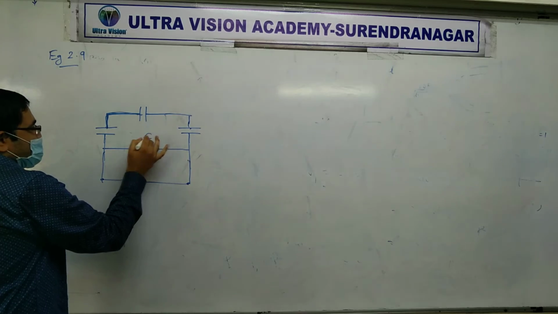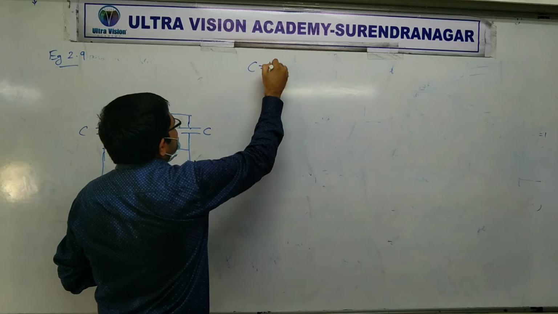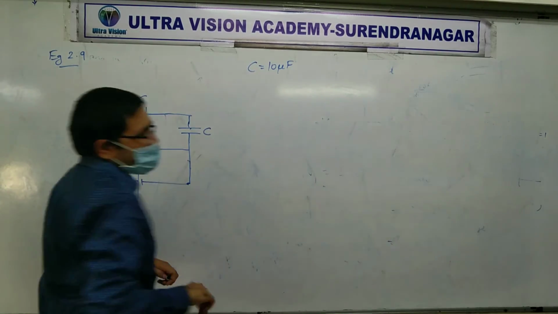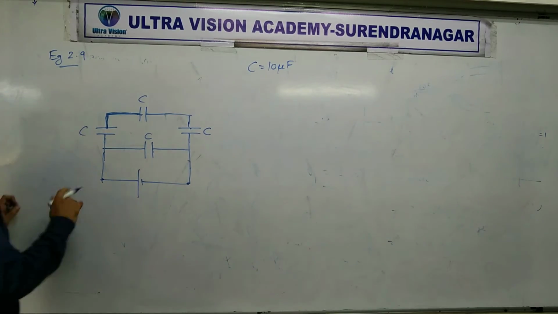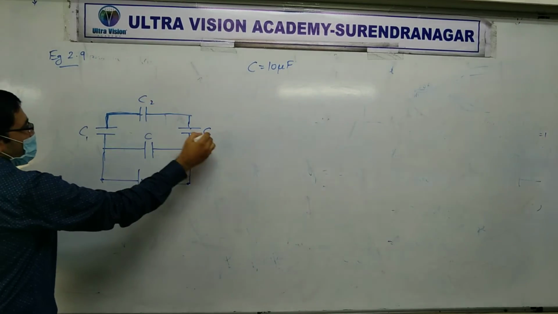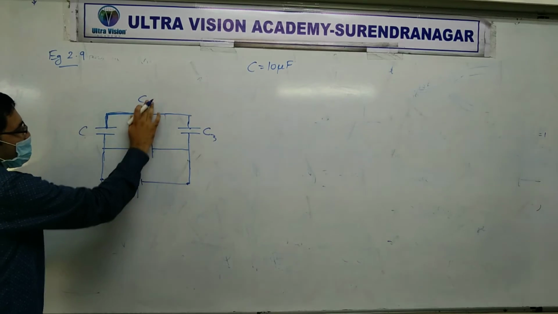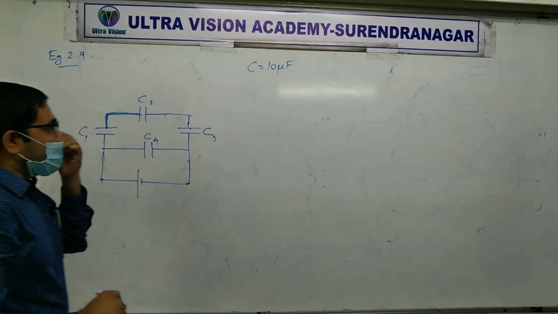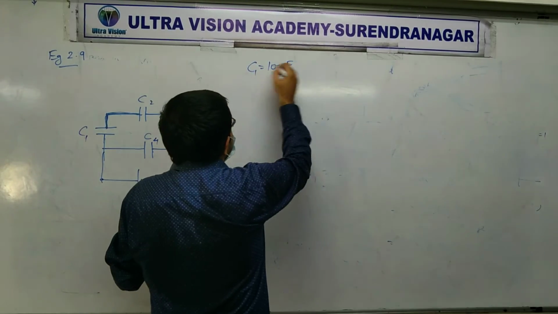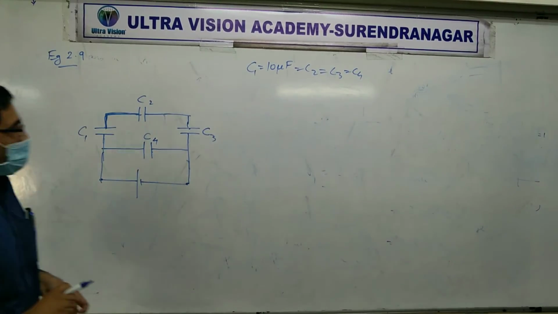Let's just write C, okay, write C is equal to 10 microfarad. Got that? But I think we might still have to talk about this. All the 4 are the same. Is that fine? Okay, let's start.